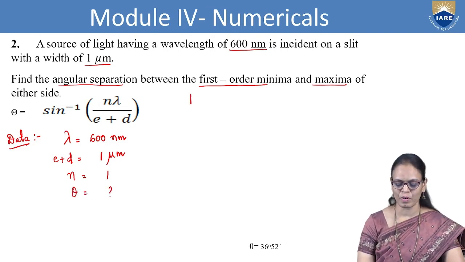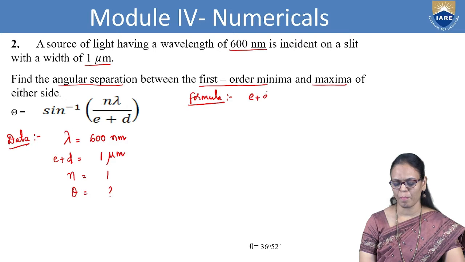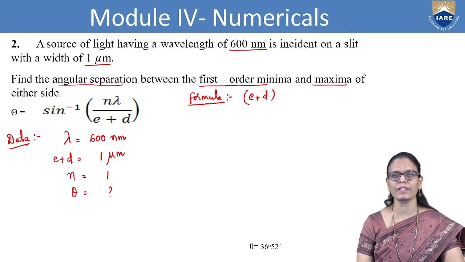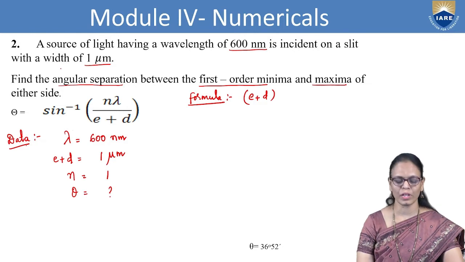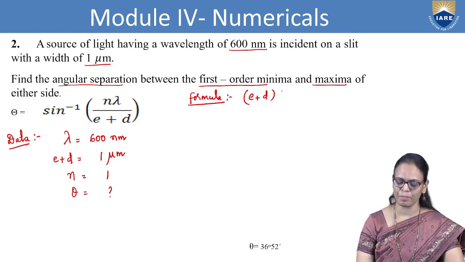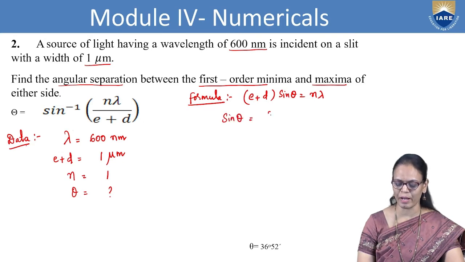So we'll use the formula first. (e plus d), or you can write it as d also here. No need to consider e plus d because it's a single slit of width 1 micrometer, so you can write it as d also. (e plus d) into sine theta is equal to n lambda, or sine theta will be equal to n lambda upon (e plus d).